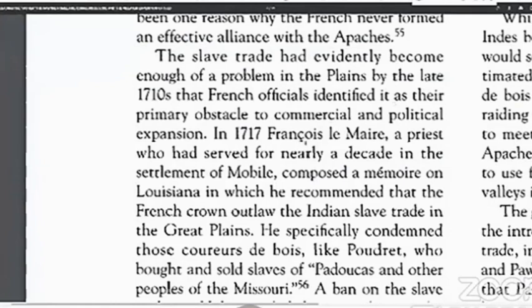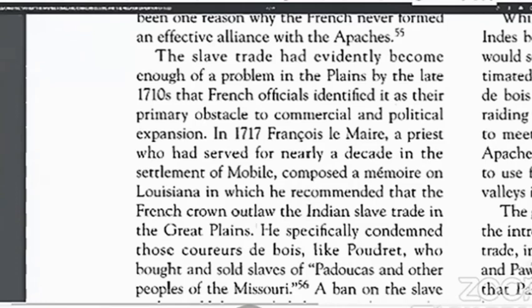In 1717, François de Lemarie, a priest who had served for nearly a decade in the settlement of Mobile, composed a memoir on Louisiana in which he recommended that the French crown outlaw the Indian slave trade in the Great Plains. It was so major, it was affecting so much what was going on, right? They wanted to control it, really. That's what they really wanted to do, right? So they wanted to outlaw it supposedly because it was so major, right? Indian slave trade, this is not Africans.